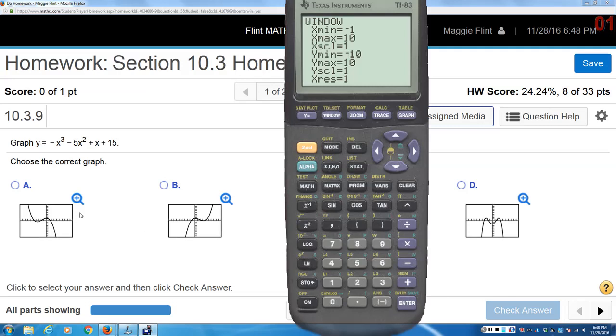So we're going to start, and the reason I'm choosing that is because looking at these windows down here, I'm thinking, well, looks like they're going from negative 10 to 10 in both directions, although they didn't give me a scale. This does look like a graphing calculator window. So I'm going to assume, well, maybe they use negative 10 to 10.